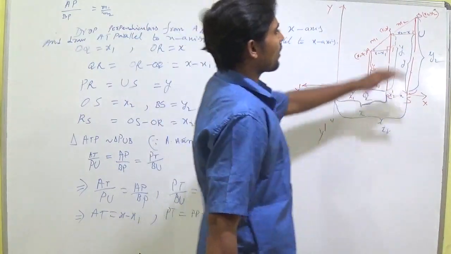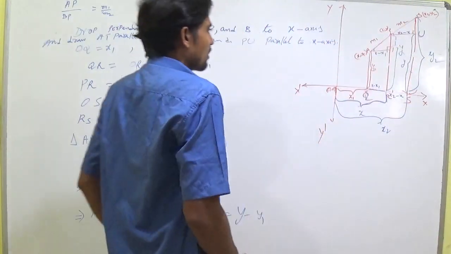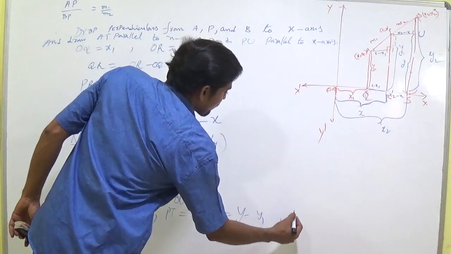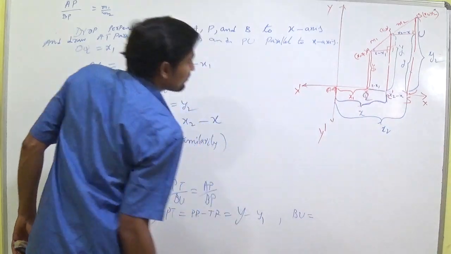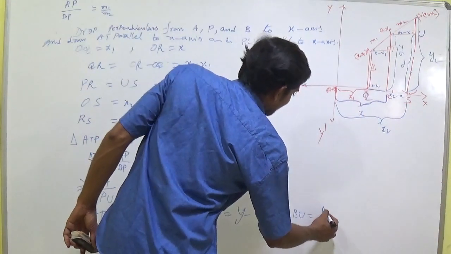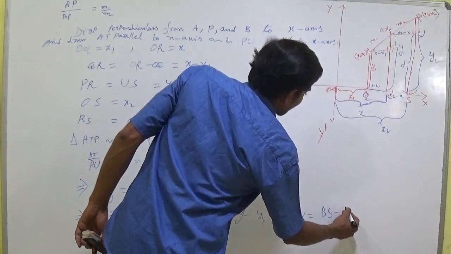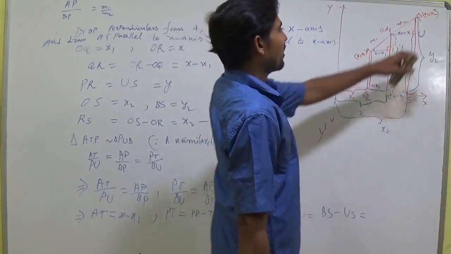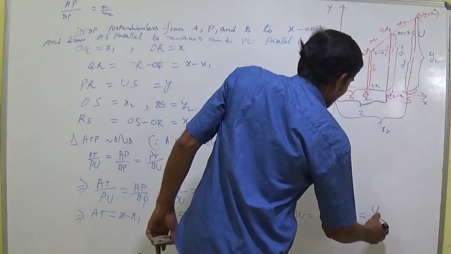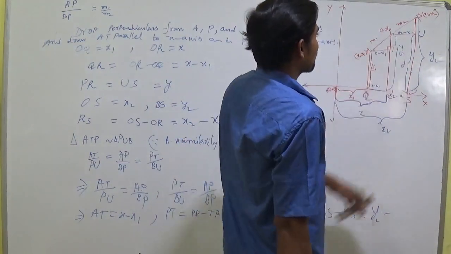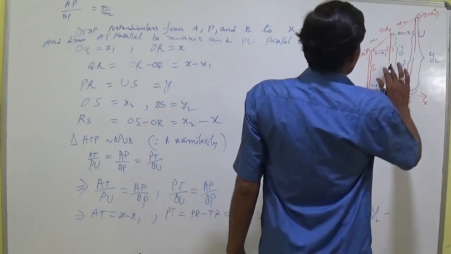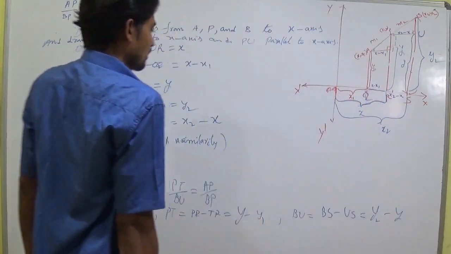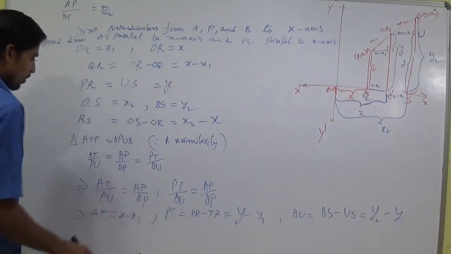At the same time, we need to find the value of BU also. BU is equal to BS minus SU. What is BS here? BS is Y2 minus US. US is Y.